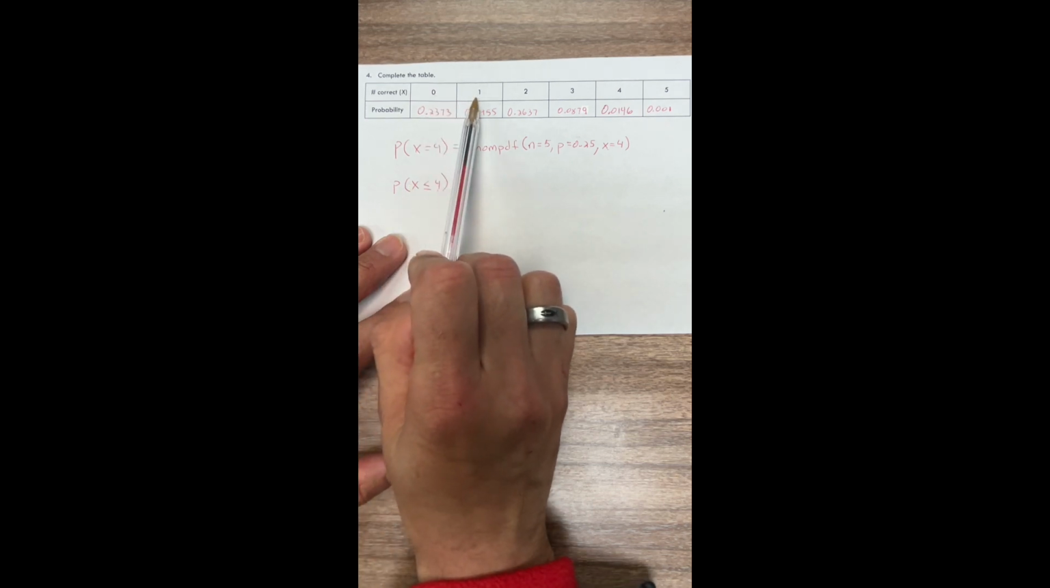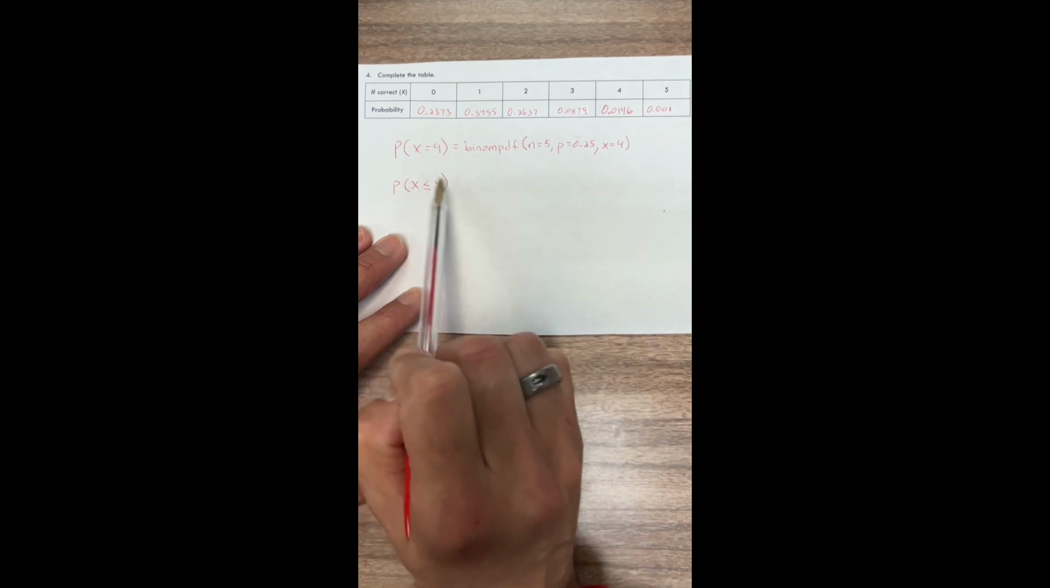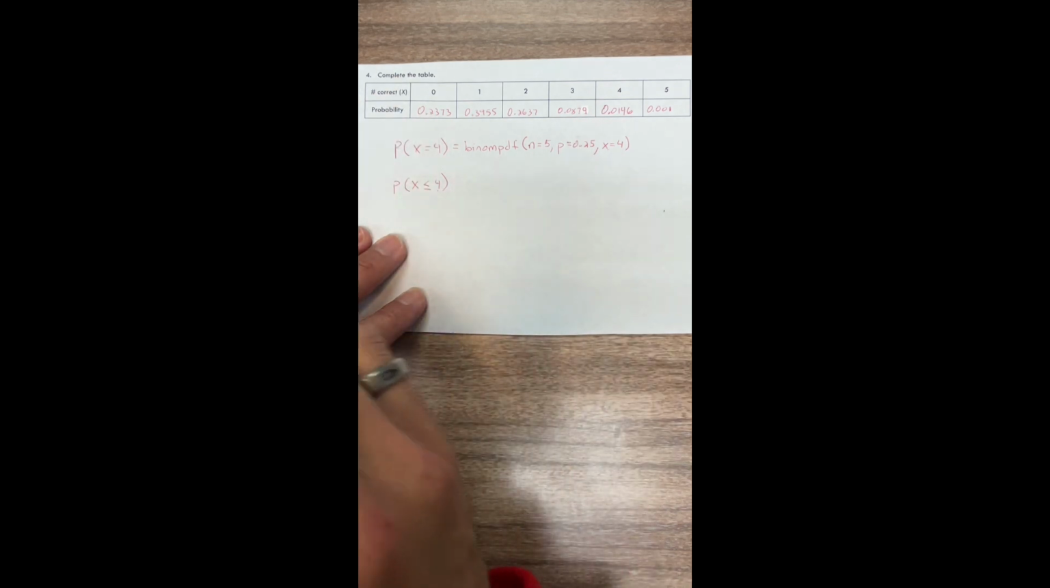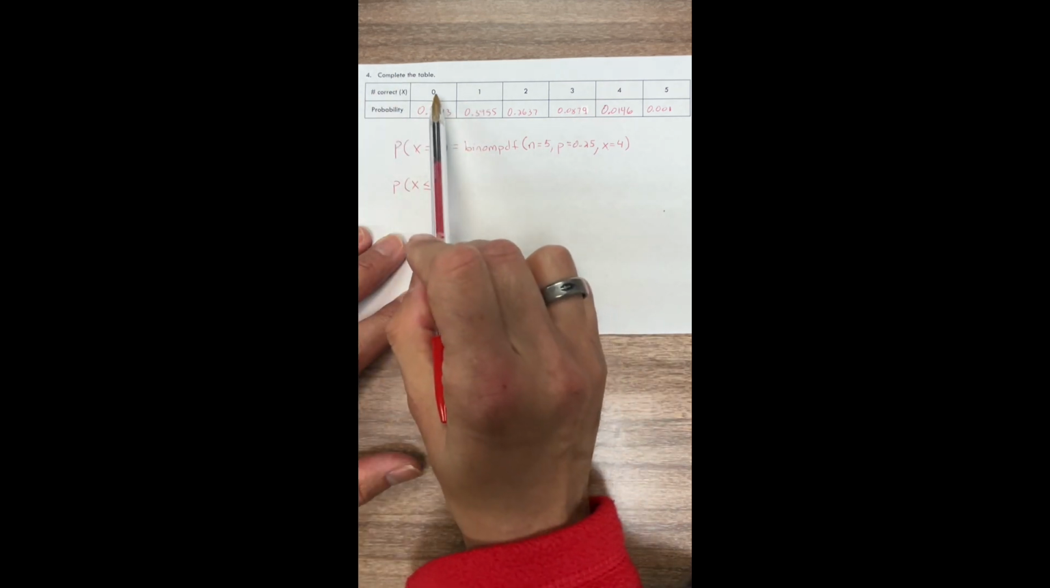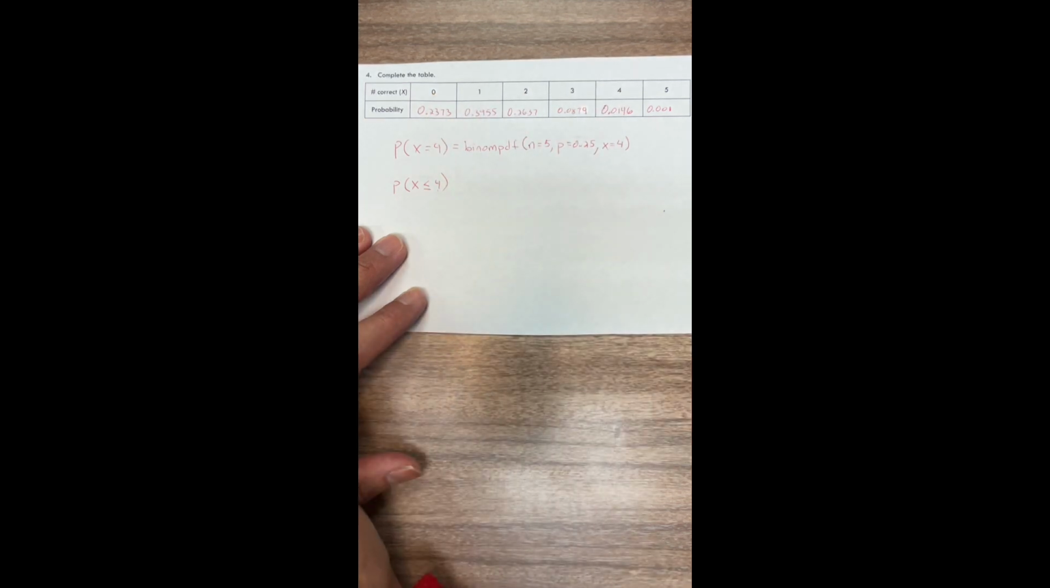So all of these options are less than or equal to 4. Okay, so when you are looking for different probabilities, the word "or" in probability means you add. So what's the probability of getting 0 or 1 or 2 or 3 or 4? You have to add.